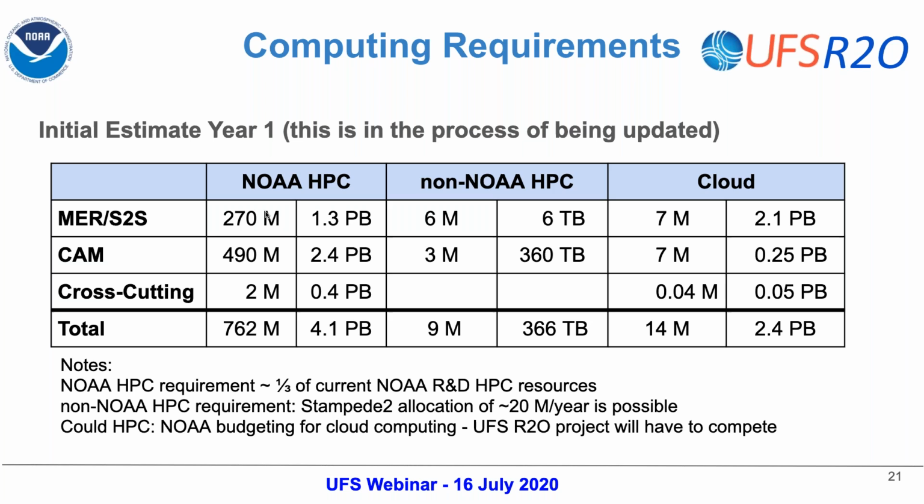As I note down here at the bottom, these numbers, this is actually no longer true. This is more like a half, I think, or maybe more than a half of what's the totality of current NOAA R&D HPC resources. So it's a big ask to be able to try to get this type of computing capability. And then finally, like I mentioned, I think that competitive allocations on NSF and DOE, Stampede 2 is one example, a system running at University of Texas. I think it's possible to get allocations of a few tens of millions of core hours in competitive allocations like that.